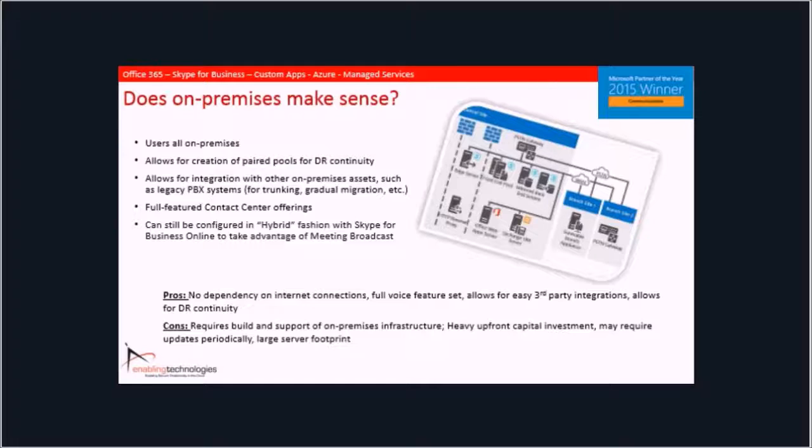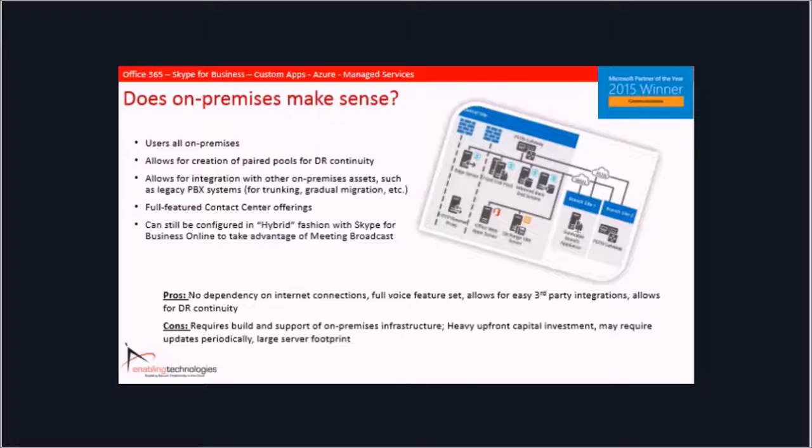You can, however, still configure this, as it points out there on the 5th bullet point, in hybrid fashion with Skype for Business. At a minimum, that would allow you to take advantage of meeting broadcast. If you're not already familiar, it's the opportunity to broadcast a meeting to up to 10,000 attendees, as long as you have an Office 365 Skype for Business tenant. That would also get that proverbial toe in the water to where you might start experimenting with Cloud PBX for certain usage profiles in your environment.